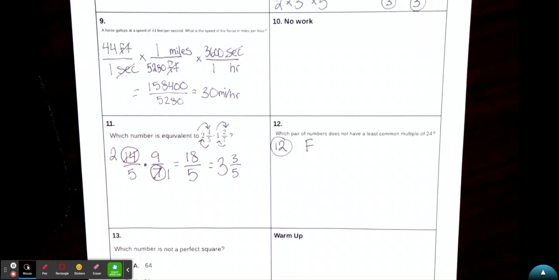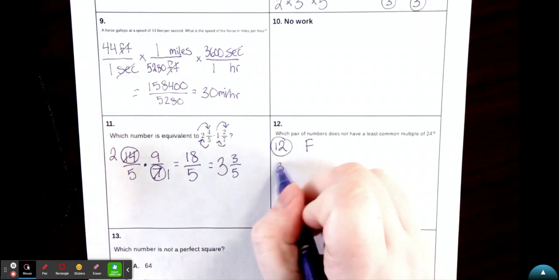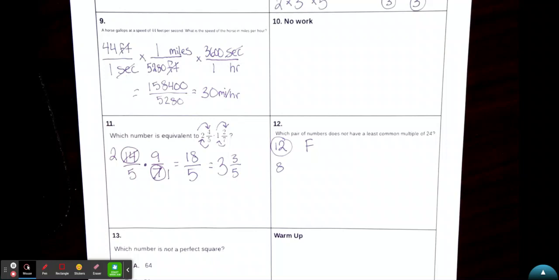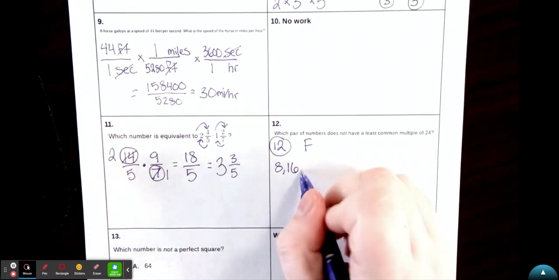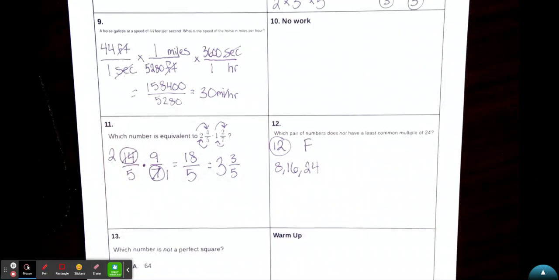3 and 8. So I'm going to list off my multiples of 8. We start with 8. Does 3 go into 8? No. So next is 16. Does 3 go into 16? No. So next is 24. Does 3 go into 24? Yes.